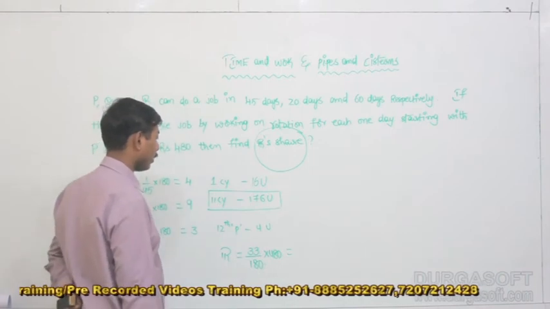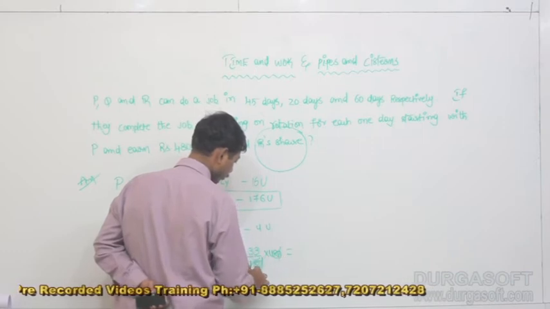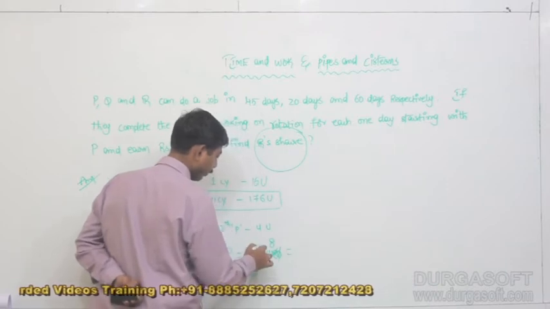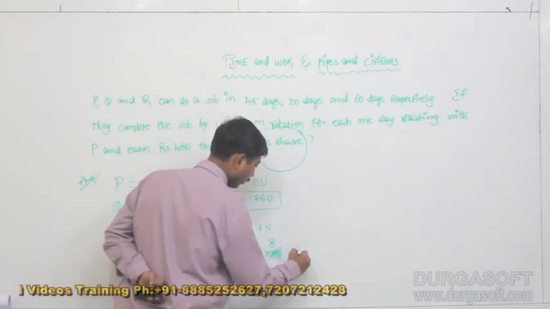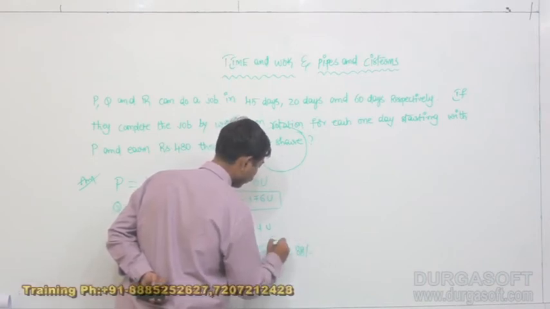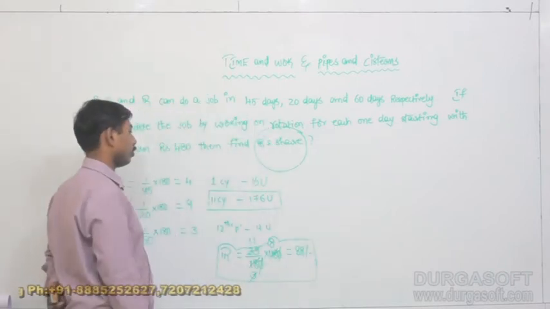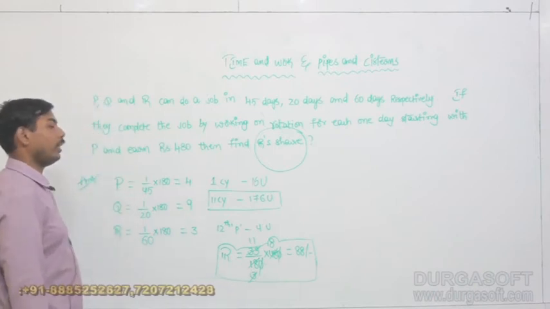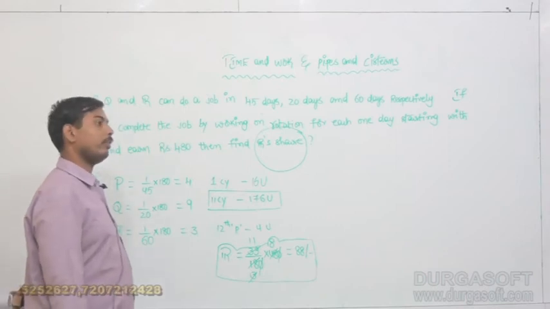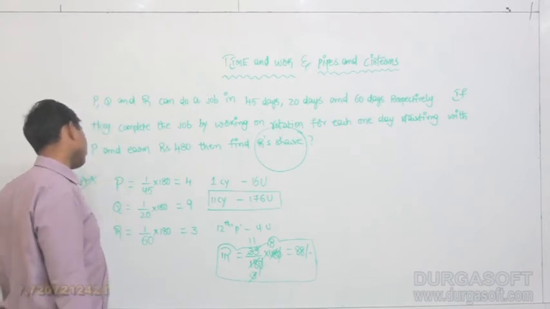Let us go for that calculation. 3 sixes are 18, 6 into 8, 3, 11, 11 into 8, total 88 rupees should be distributed to R in the entire distribution process. Let us make a note of this one, guys. This one is very clear.